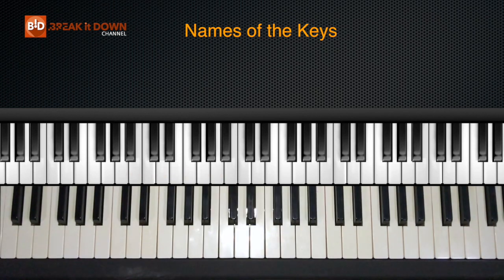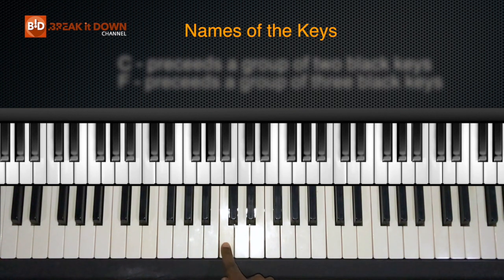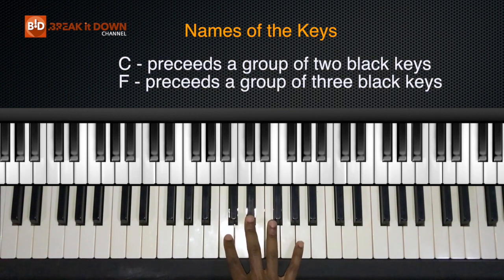Now let me show you an easier way to remember the names of the white keys. Let's look at a set of 2 black keys. The white key that comes before that set of 2 black keys is a C.